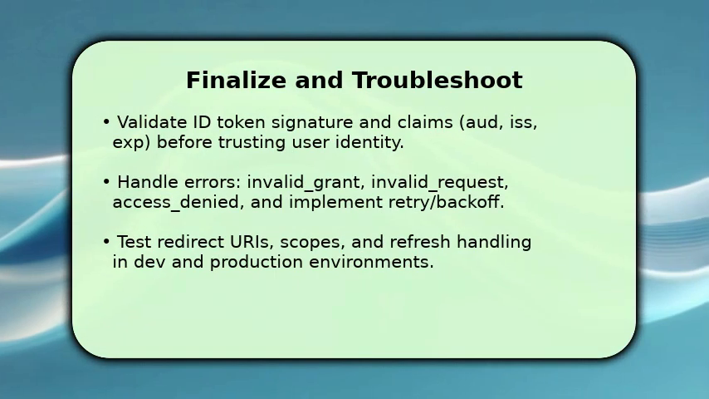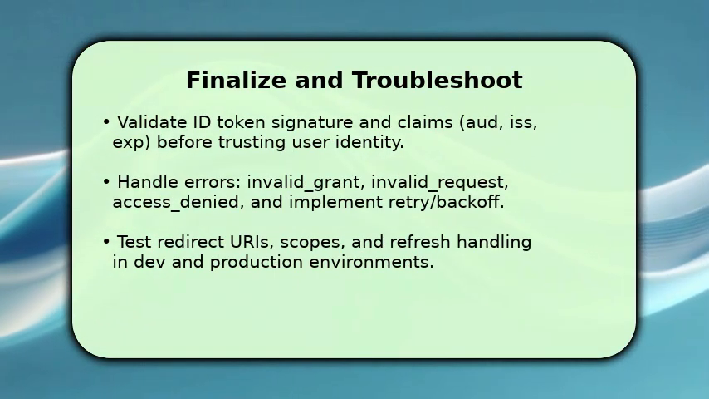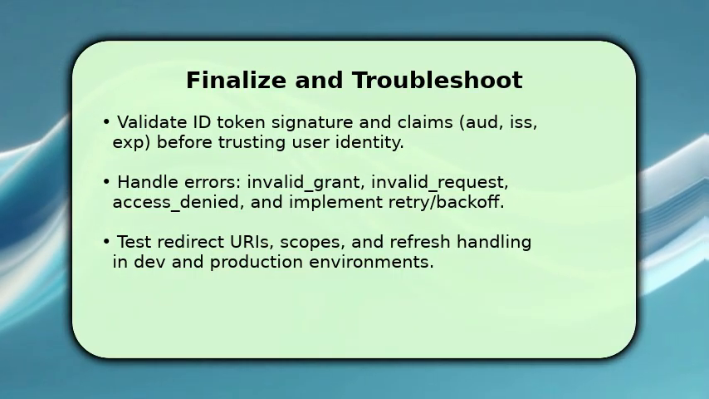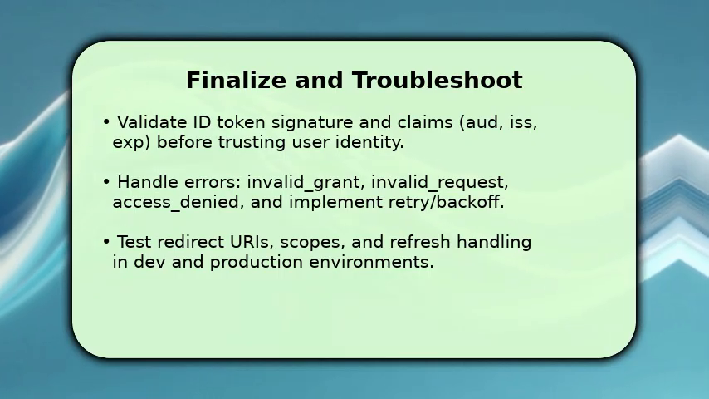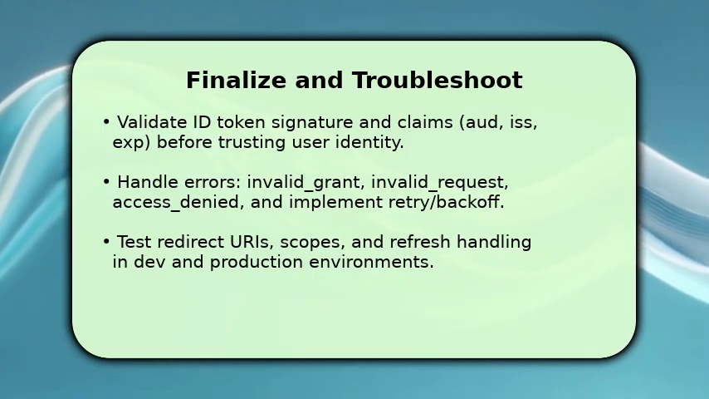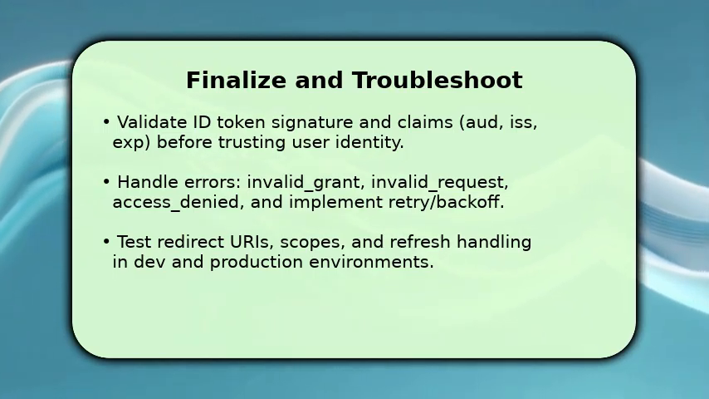You finish by validating tokens and hardening your flow. Verify the ID token's signature and claims like aud, iss, and exp so you trust the identity. Use library helpers when possible. Make sure refresh logic, token storage, and logout revoke calls are implemented.